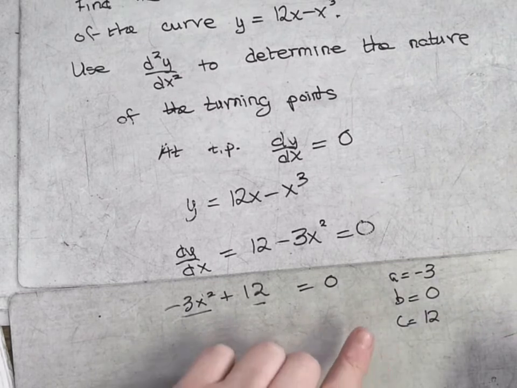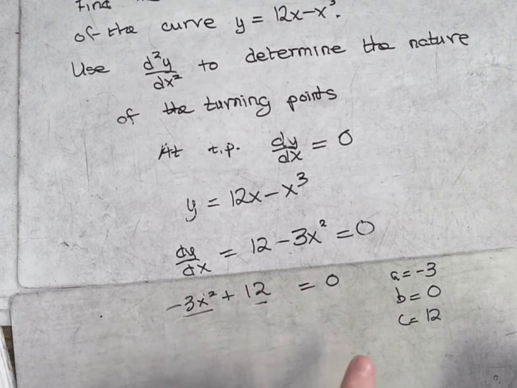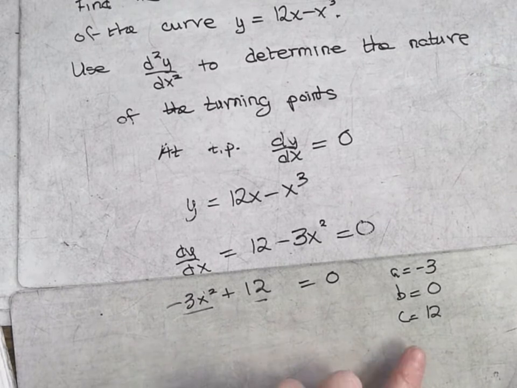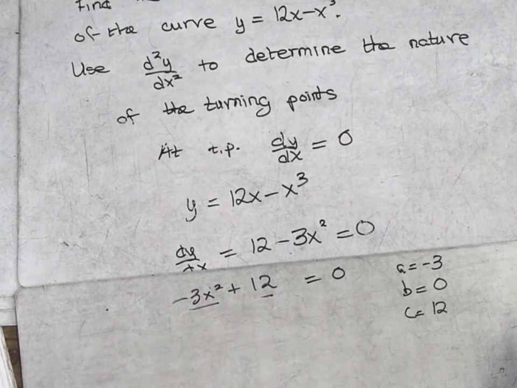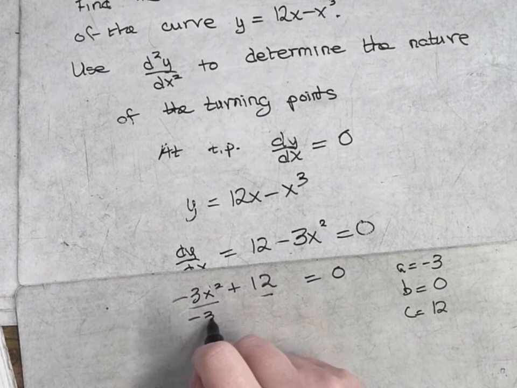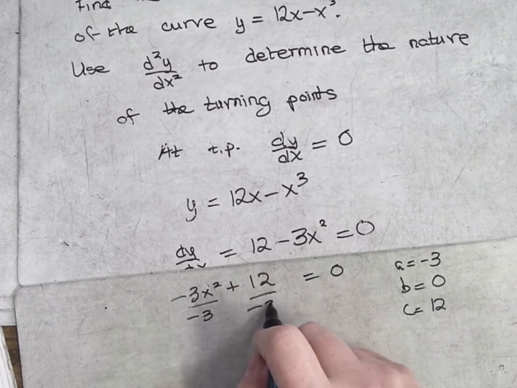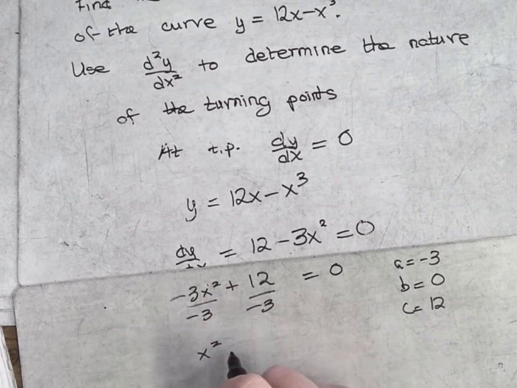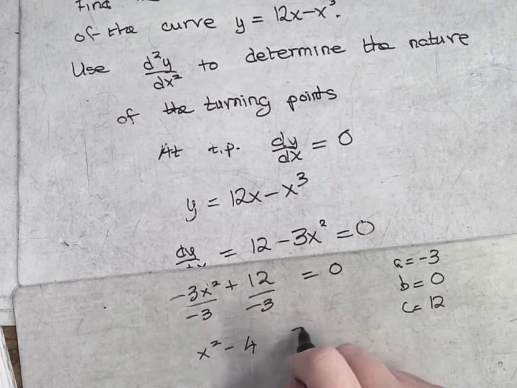Okay, so a is the number in front of x squared, b is the number in front of x, there is no x term, so it's a 0, and c is a number on its own. Okay, so I'm going to divide everything by minus 3, so I'll end up with x squared, a plus divided by a minus is a minus 4 equals 0.